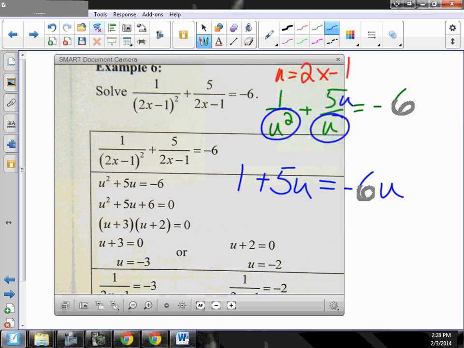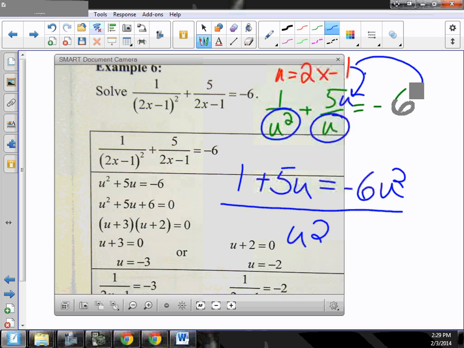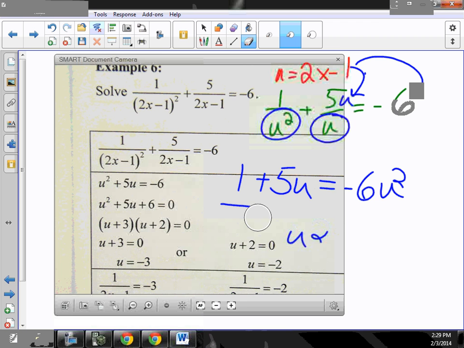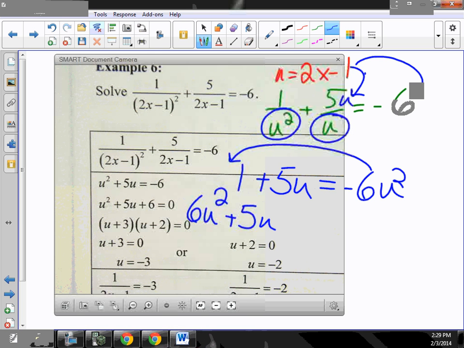Now think about if we did it the other way. Oh, U squared. Thank you. I would actually have to times this by 2x minus 1, and I would have to times this one by 2x minus 1 times 2x minus 1, which is a terrible mess. But in this case, now they're all divided by U squared. Because they're all divided by U squared, I can just drop the denominator. So once you have a common denominator, then you can just get rid of the denominator. So I'm going to add the 6U squared over. 6U squared plus 5U plus 1 equals 0.